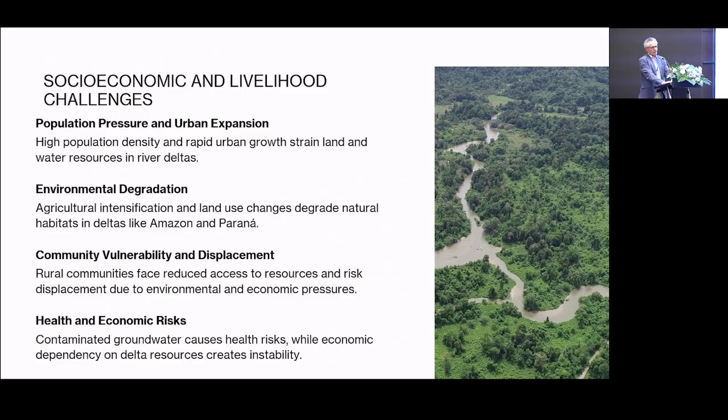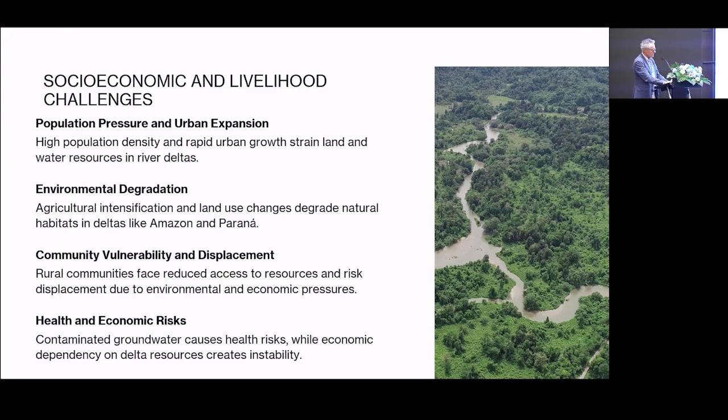But there is a human factor here. In many of the presentations, they were identified. Population pressure and urban expansion. That's clearly the case in the Mekong Delta. High population density in some areas and rapid urban growth strain land and water resources in river deltas. Environmental degradation, that comes with agricultural intensification. Land use changes degrade natural habitats in deltas like Amazon, Parana, including Mekong. And remember, in the delta, they used to have 3 crops per year, and the yields stand amongst the highest in the world. So this is really a very, very productive area. Maybe too much.